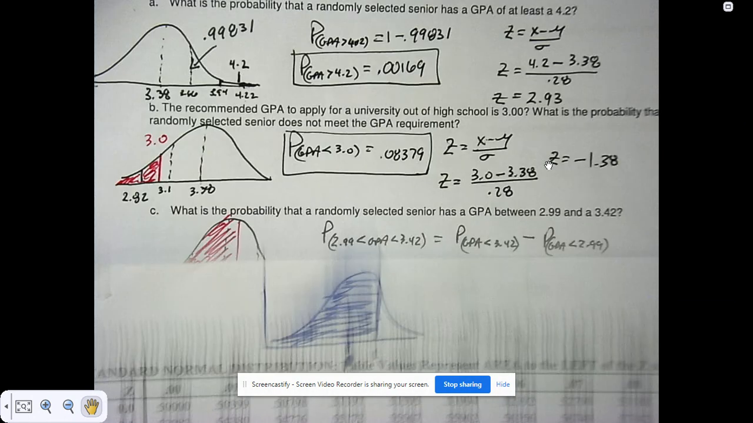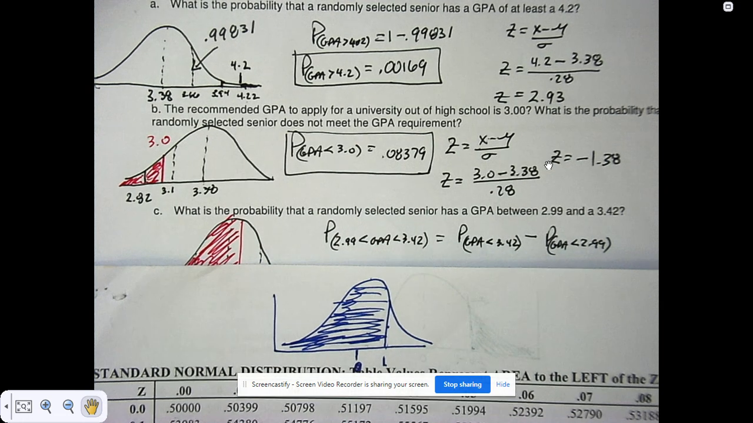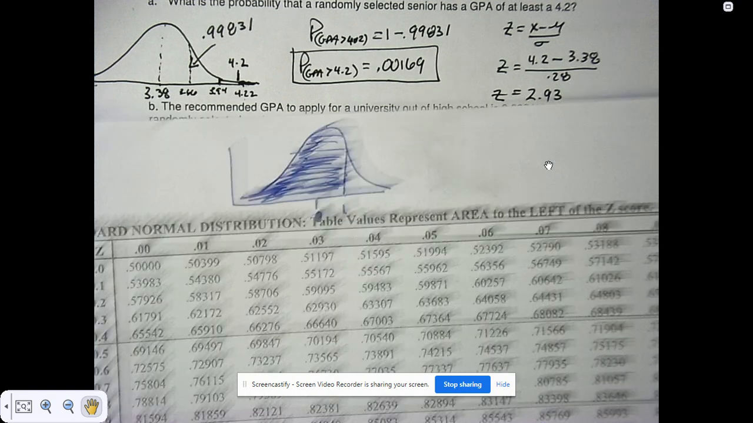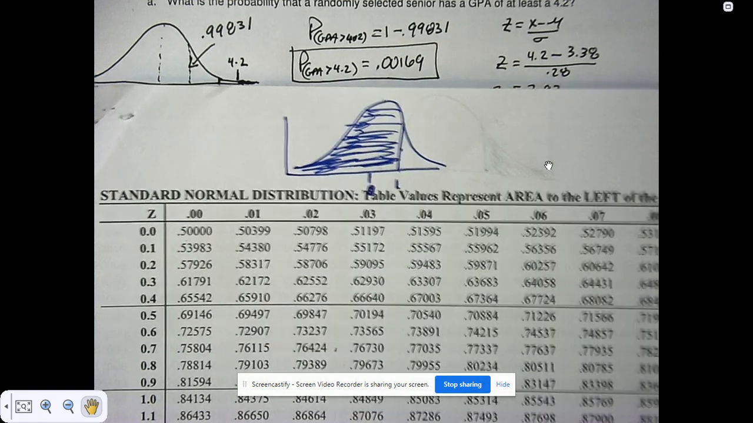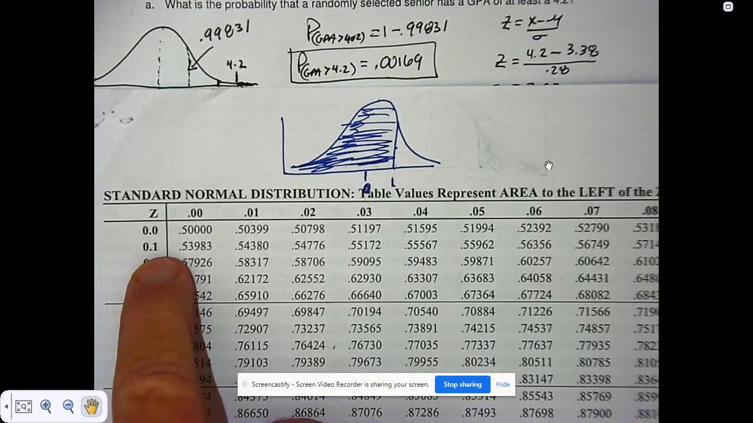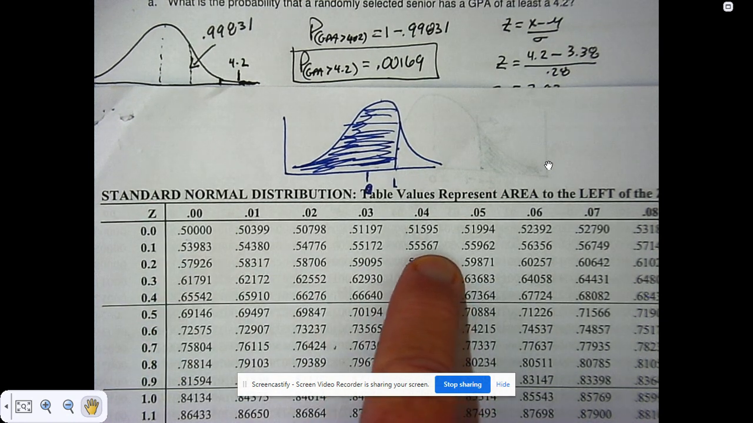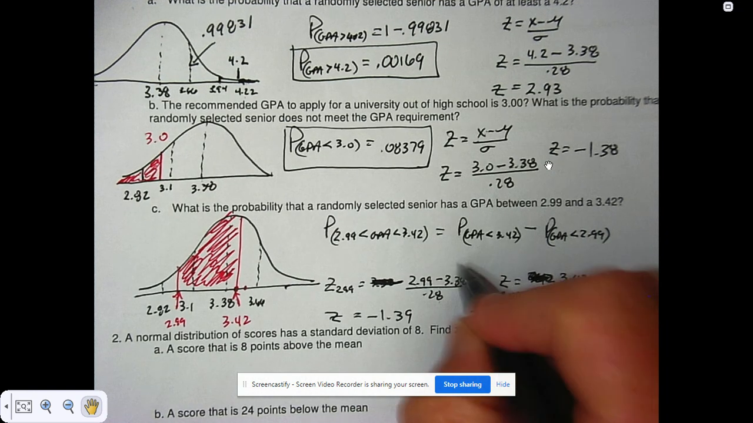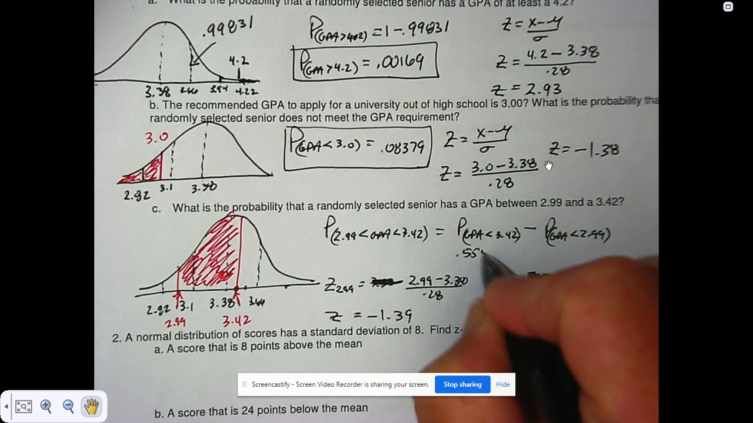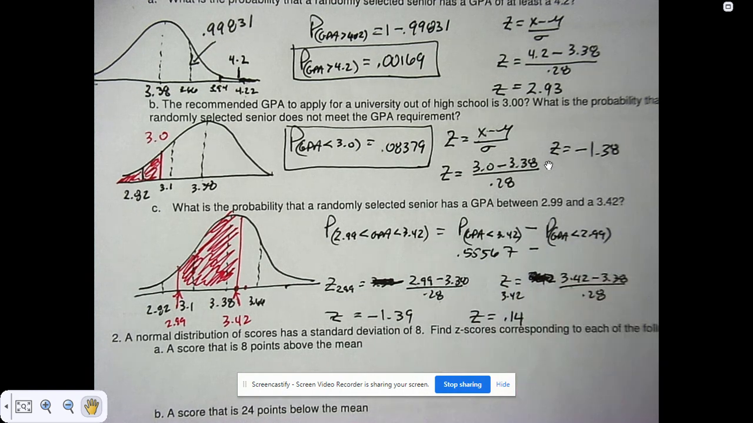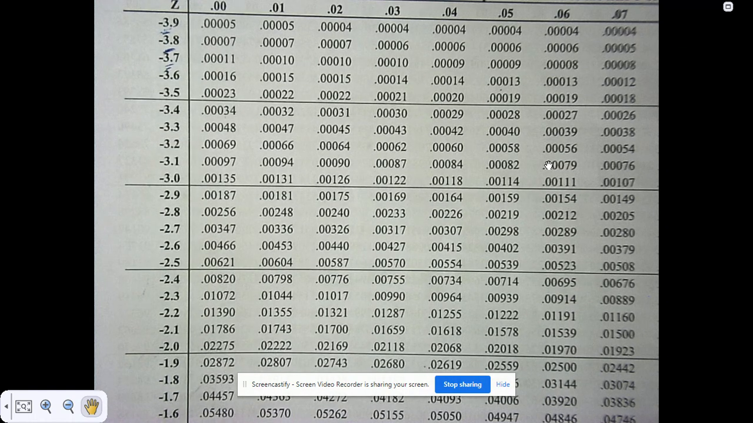0.14, 0.10, 0.11, 0.12. Oops, not on the page there. 0.01, 0, all the way over to 4 here, 0.5567. So 0.5567. And then the z-score for the negative 1.39, negative 1.39.